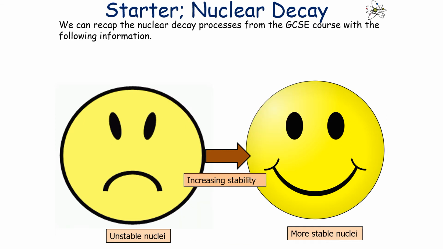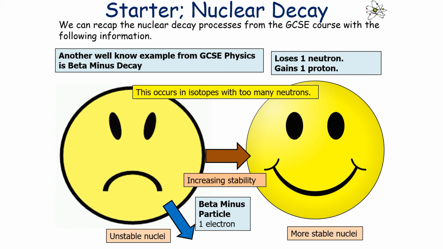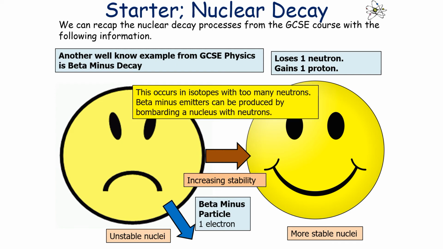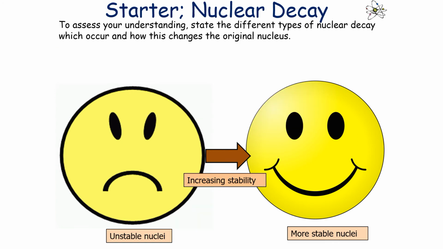Another well-known example from GCSE to increase stability is beta minus decay, which is when the unstable nuclei will lose 1 neutron, gain 1 proton, and emit 1 electron. Now, this occurs in isotopes with too many neutrons. Now, beta minus emitters can be produced by bombarding a nucleus with neutrons. Now, this increases stability as it reduces the quantum fluctuations due to the excess neutrons found in the nucleus.